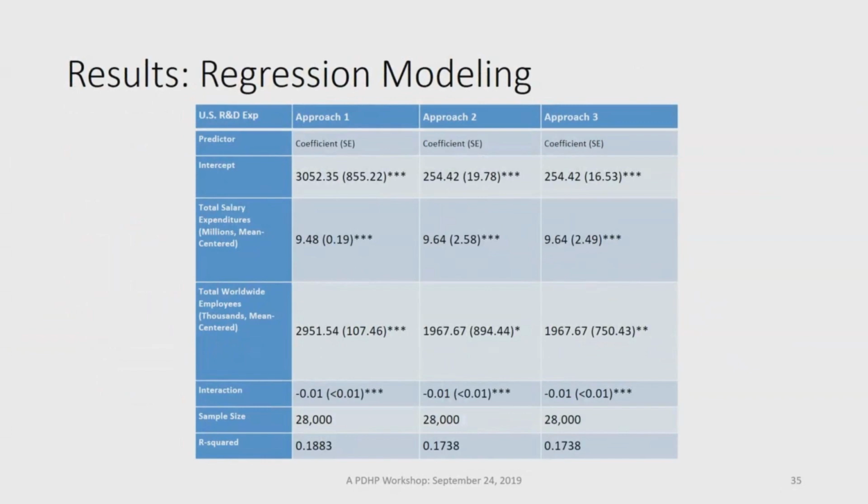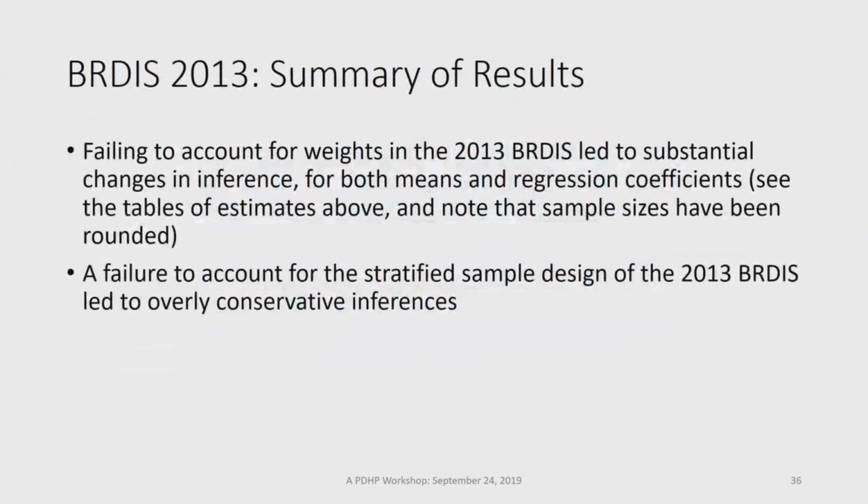Look what happens to the standard errors. All this stuff, I mean, this was now establishment surveys. So again, very important to at least consider what happens to your estimates when fully accounting for these design features. Okay, so failing to account for the weights in the Burtis led to substantial changes in inference for both means and regression coefficients. And a failure to account for the stratified sample design led to overly conservative standard errors. Okay, so those standard errors went down when fully accounting for the complex sampling features, including stratification.